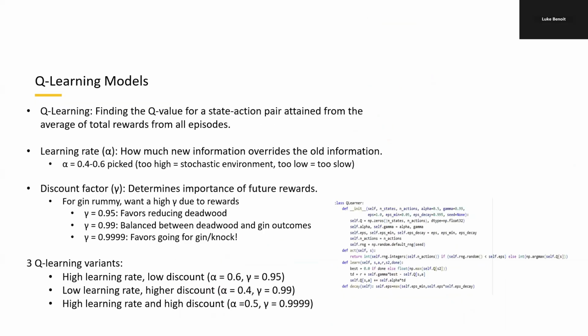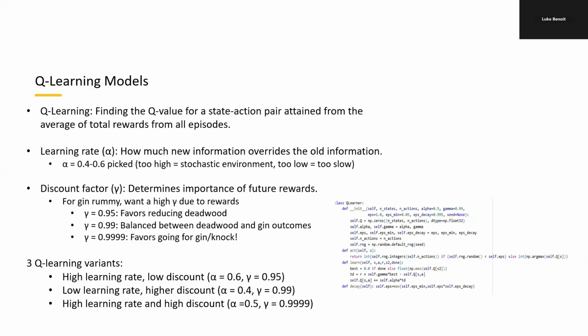For our Q learning models, our goal is to find the Q value. In Q learning, we know that we can find the Q value for a state action pair by averaging the total rewards across our episodes. There's a couple of factors that I picked here for my Q learning variants to perform this model. So the first was the learning rate, and that tells us how much new information overrides the old information. In this case, we pick right in the middle because if it's too high, then we have a lot of randomness, and if we go too low, then we're too slow in terms of finding an optimum result.